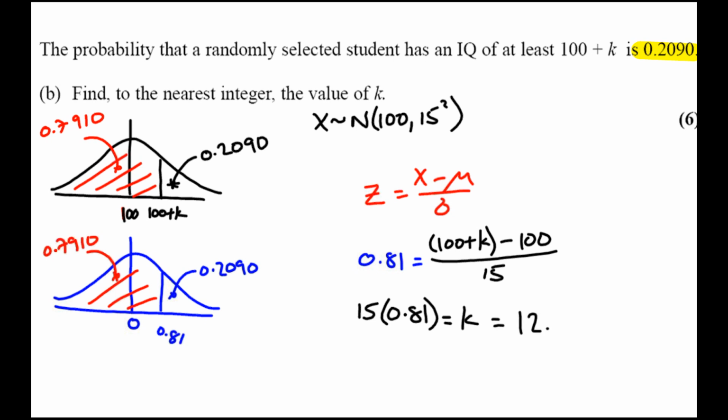Then we get 12.15. All right, so that's the value of K. Being careful, in the question we were told to find it to the nearest integer. K is approximately 12. Okay, so making use of standardization here, making use of the diagrams, and making use of the tables for a nice problem-solving normal distribution question.